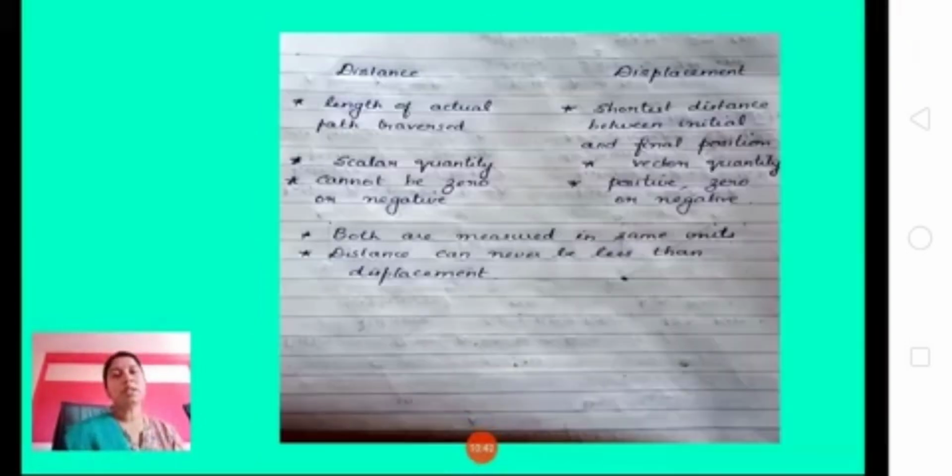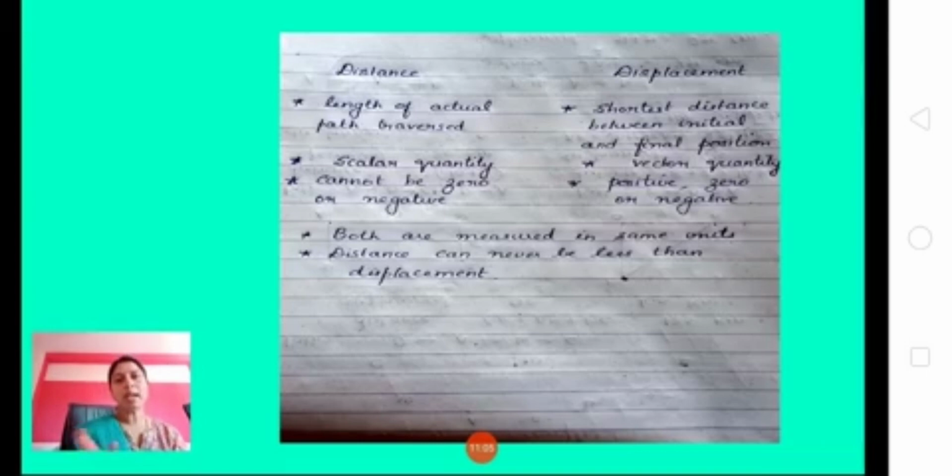So now just sum up the differences and similarities between distance and displacement. So the first point is their definition. Length of actual path covered is termed as distance, and the shortest distance between the initial and the final position is termed as displacement. If you see, distance is a scalar quantity and displacement is a vector quantity.